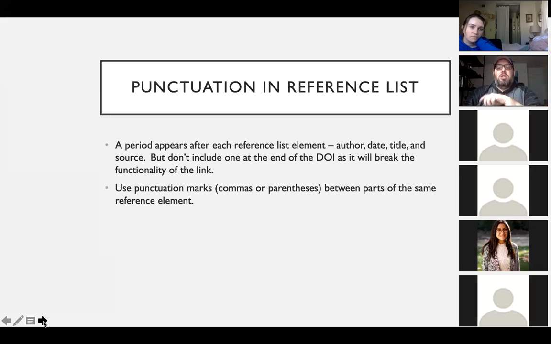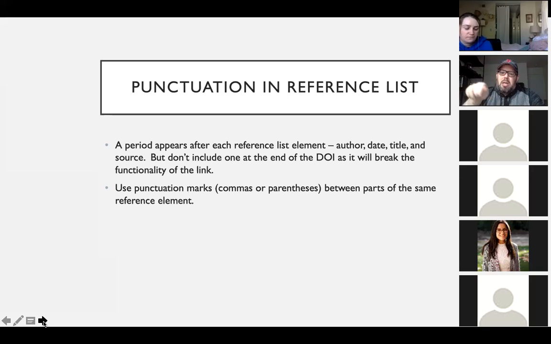In terms of the punctuation in the reference list, a period appears after each reference list element. So after the author, after the date, after the title, and after the source. But at the very end, you have to include the DOI link from a journal article source, and you should not put a period there because it will actually not allow the link to work, right? So a DOI, the digital object identifier, is meant to be a way for somebody who comes across your work to find that source themselves.